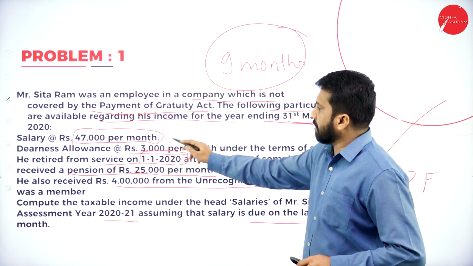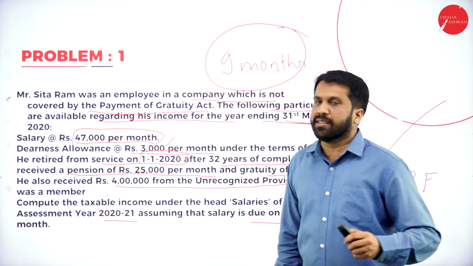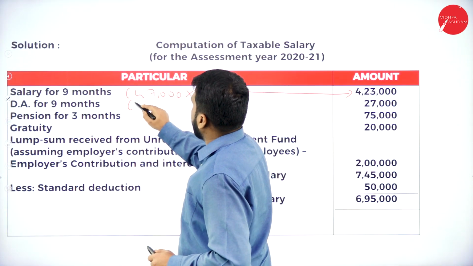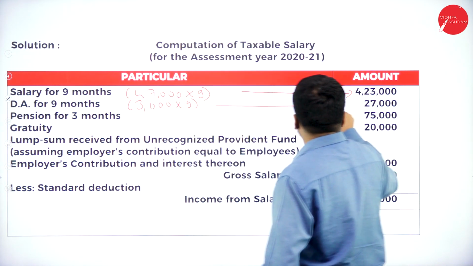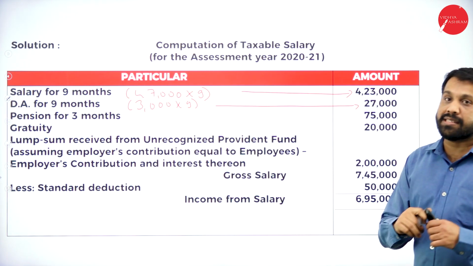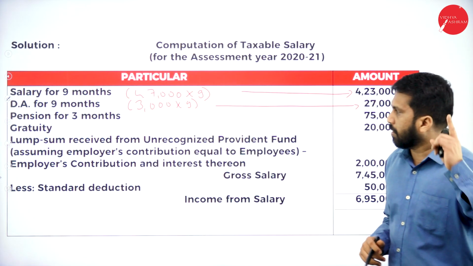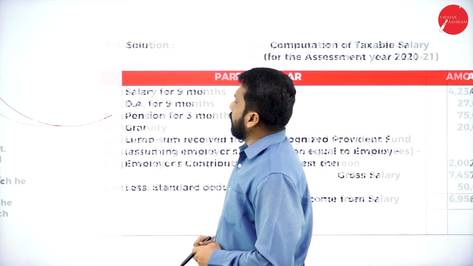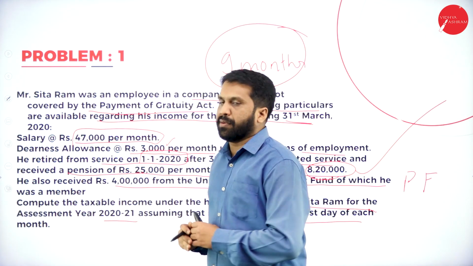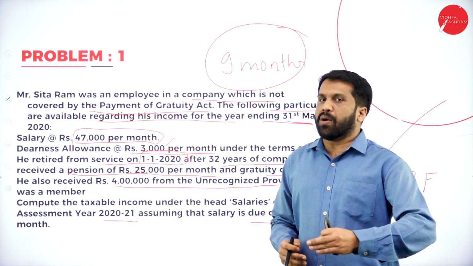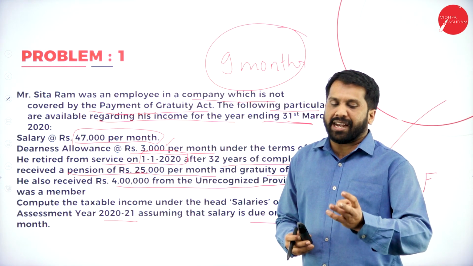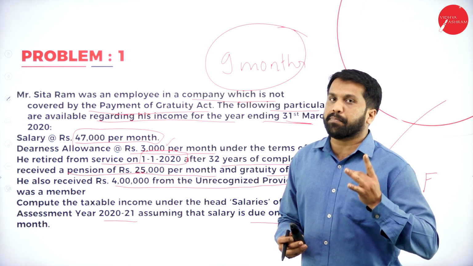He received 3,000 per month as DA allowance. So it will be 3,000 multiplied with 9. It is 27,000. Hope you are clear. Then up to December, he was receiving salary and DA allowances. Once he was done with December, he collected pension for Jan, Feb, March.